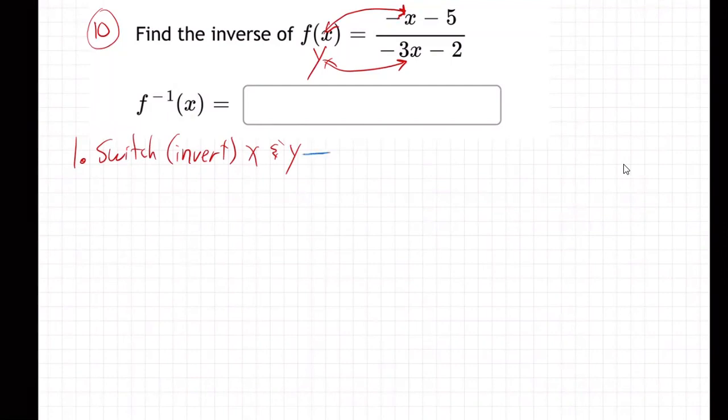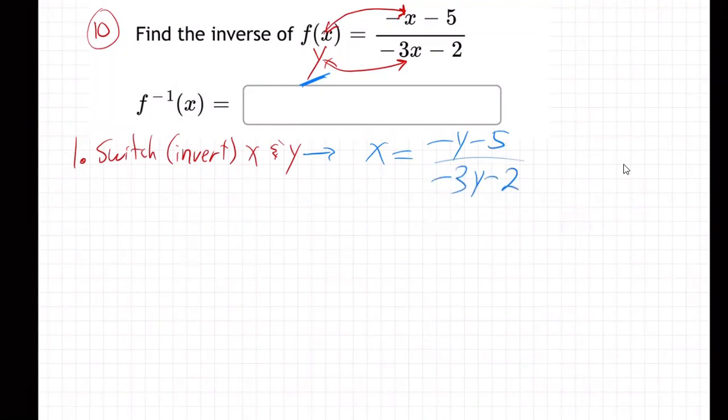So it'll become y on the outside. No, wait a minute. That's what it was. X on the outside because they're switching, right? It was y. Now it's x. And then the other 2 x's both become y's. Like so. Good so far?